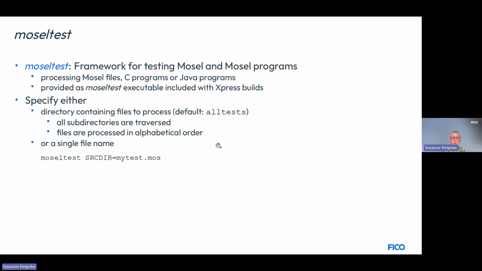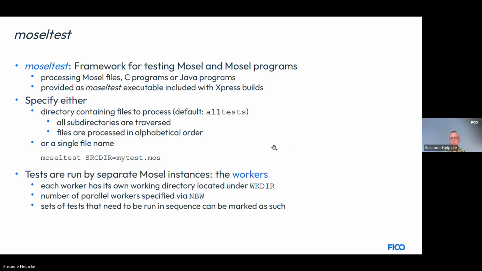What this does is you have files in a subdirectory specified via source dir. It can also just be a single file, but if you put a subdirectory, it is going to run everything that it finds under this subdirectory completely. All subdirectories and at any levels it finds under this location. And not just Mosel files, but also C and Java files for Mosel.